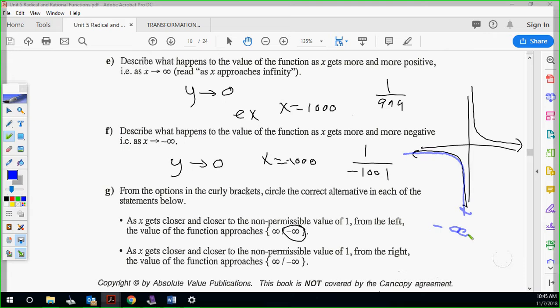As x gets closer and closer to our non-permissible value from the right, it shoots up to positive infinity. Okay, good. Any questions? Doing okay? You guys remember asymptotes a little bit?